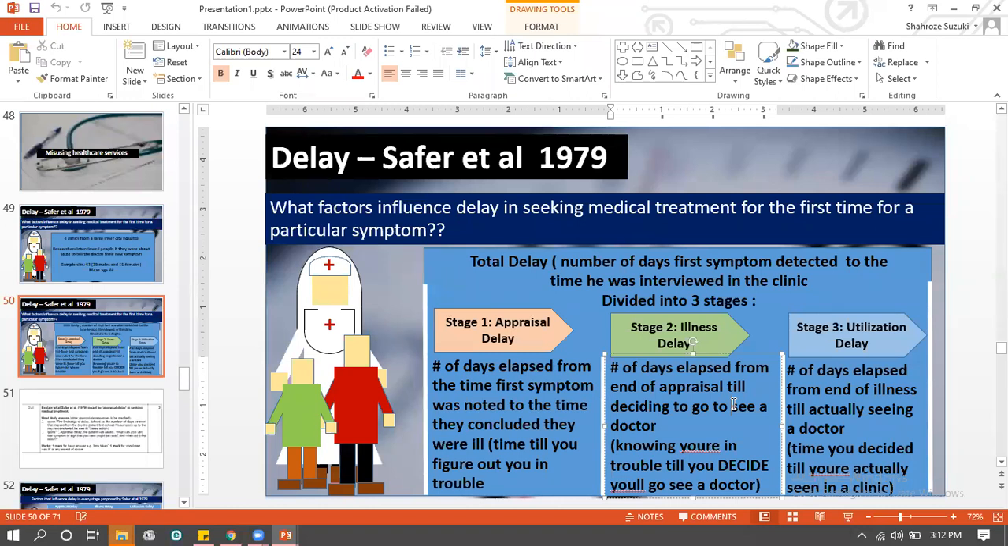Appraisal, symptom पहले कब आता है? Till the day you realize you're in actual trouble. Number two, the day you realize in trouble till the day you decide to go to a doctor. And number three, the day you decide to go to a doctor till the day you actually step foot inside the hospital, right? So that's gonna be the delay.